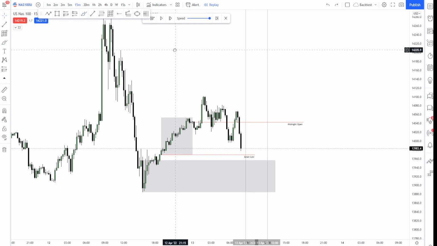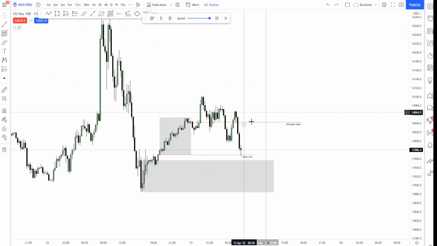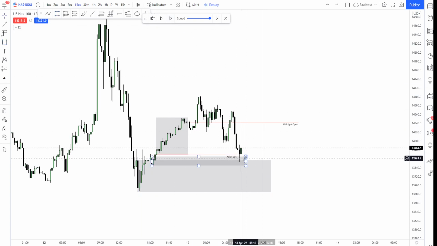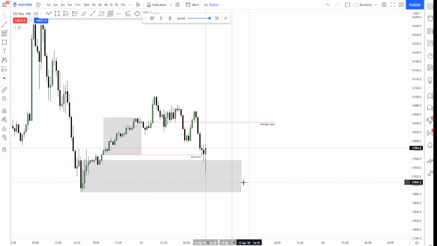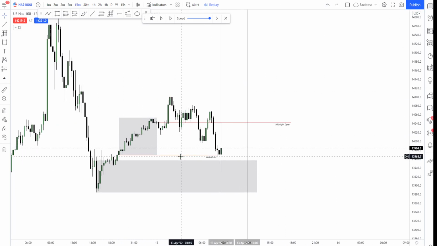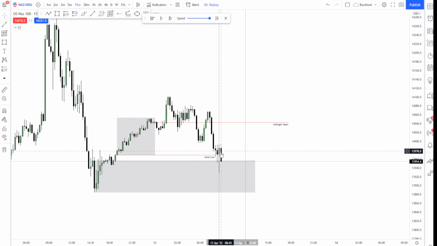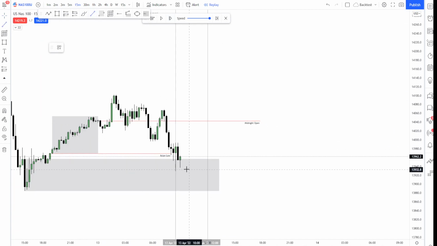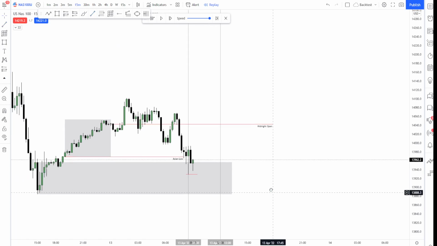Okay, so what does price do? Price taps the Asian low, comes in to this area right here, doesn't react. Okay, and then price comes deeper below into this order block, as you can see from this wick. Okay, and then so we're now in 8:30, nothing yet. So now this low has just been created.